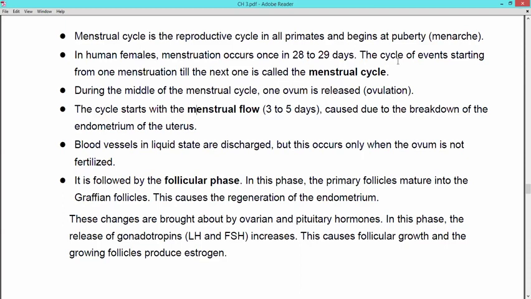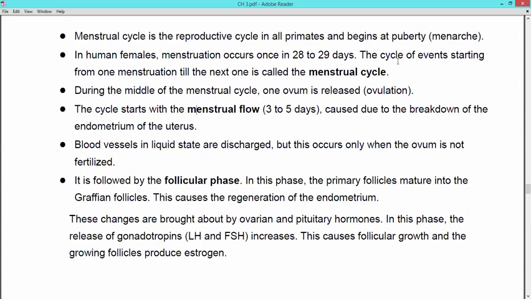Now, this causes the regeneration of the endometrium, right? That means once the primary follicles get matured into Graafian follicles, it is responsible for the regeneration. In the beginning of the 5 days, the endometrium has already broken down, right? So when the primary follicles get matured into Graafian follicles, again the building of the endometrium starts, right? And these changes are brought about by ovarian and pituitary hormones.